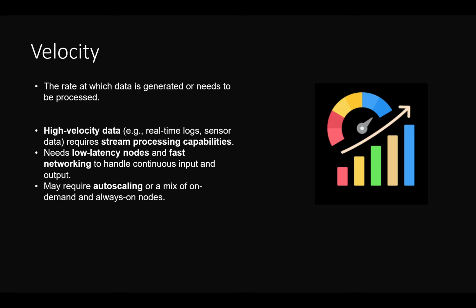Then velocity. Why is velocity important? Velocity is the rate at which the data is getting generated and we are ingesting and processing it. So if the data is of high velocity, which means we are collecting sensor data, real-time logs, or anything which is streaming data into our system, we will need stream processing capabilities. So then accordingly the configuration of our nodes will change. Low latency nodes and fast networking should be there to handle this continuous incoming data.